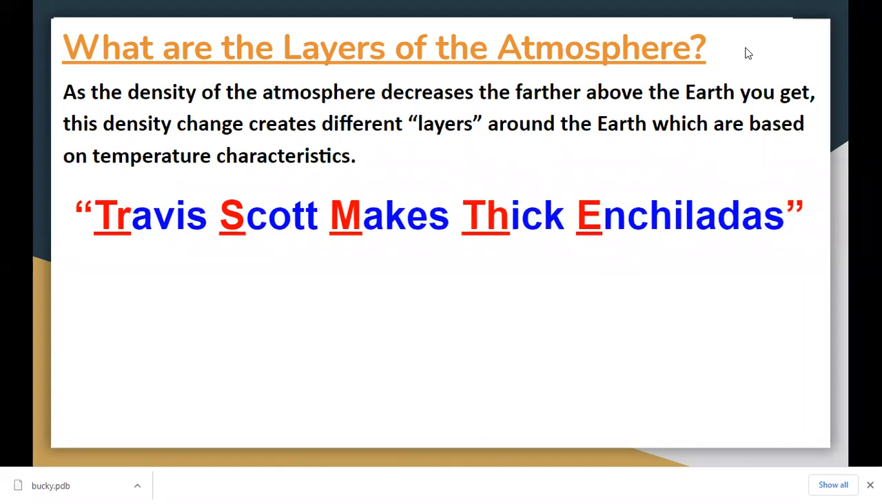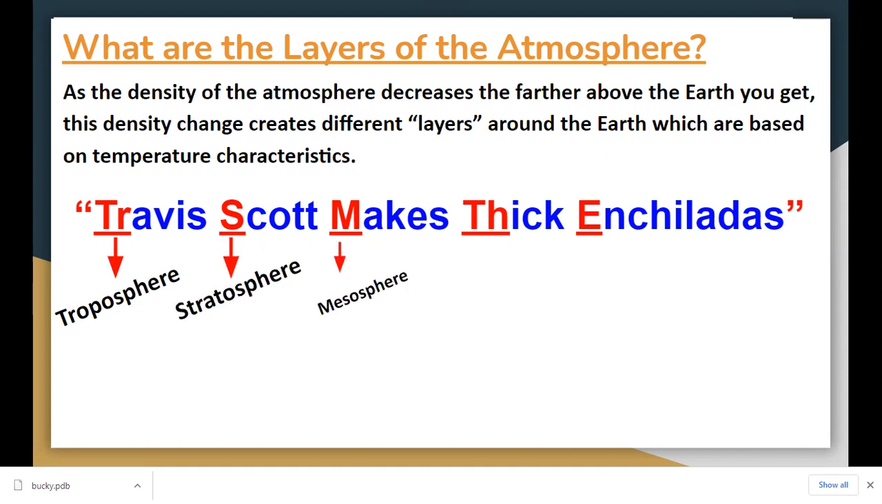So I'm going to remind you how to figure out what the layers of the Earth are called, and what order they come in. I would say Travis Scott makes thick enchiladas. And so the first couple letters of each word stand for one of the layers of the Earth. So you have Travis, or troposphere. You have Scott, which is stratosphere. You have makes, which is mesosphere. You have thick, which is thermosphere. And you have enchiladas, which is exosphere. So memorize Travis Scott makes thick enchiladas.